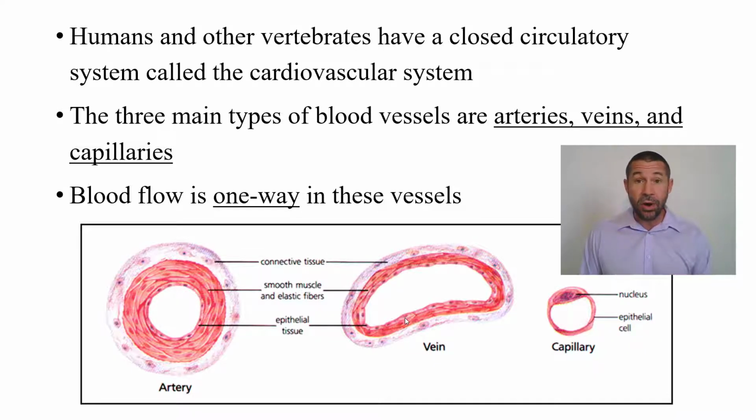And then finally, on the far right, we have the tiny capillaries. These are very, very small vessels, and the walls of the capillaries are only 1 cell thick. So the capillaries are going to exchange oxygen and glucose, as well as take in carbon dioxide from the cells.